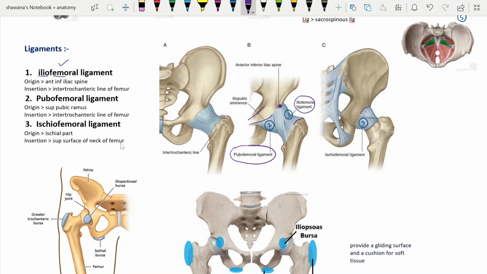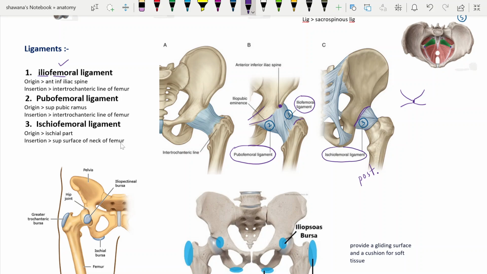The ischial part, is it posterior or anterior? Just remember it because the two pubic bones are attached at the pubic symphysis, so it must be the anterior. So the ischium must be the posterior part. This is the posterior view of the pelvic bone. So from the surface of the ischium to the femur, and this is the ischiofemoral ligament.